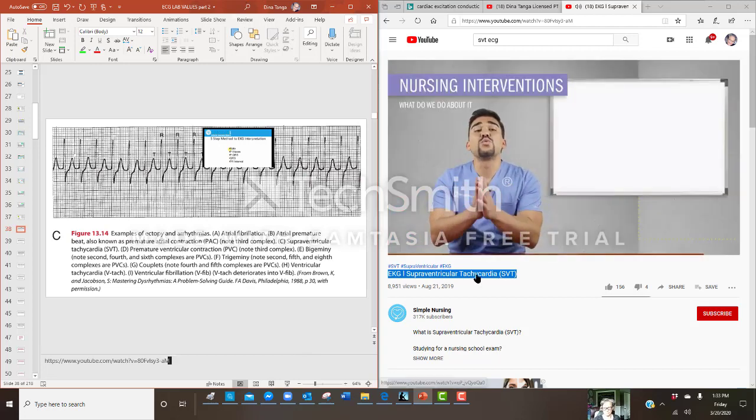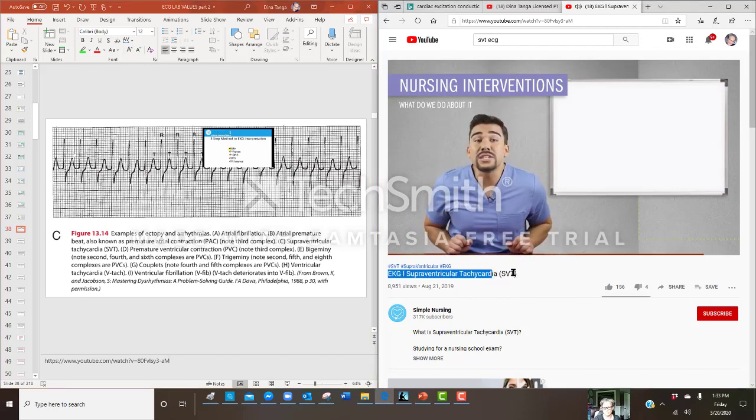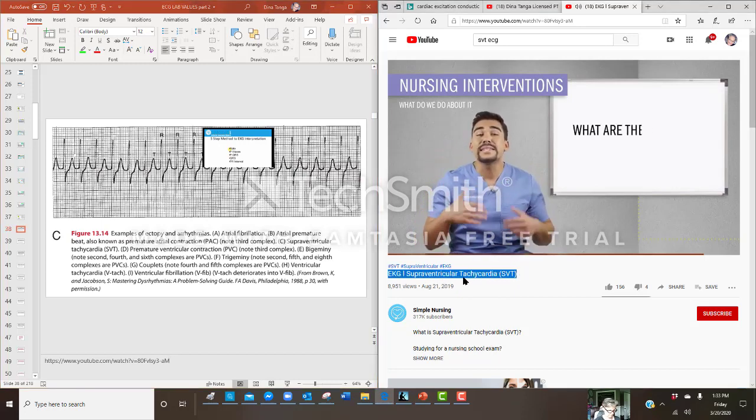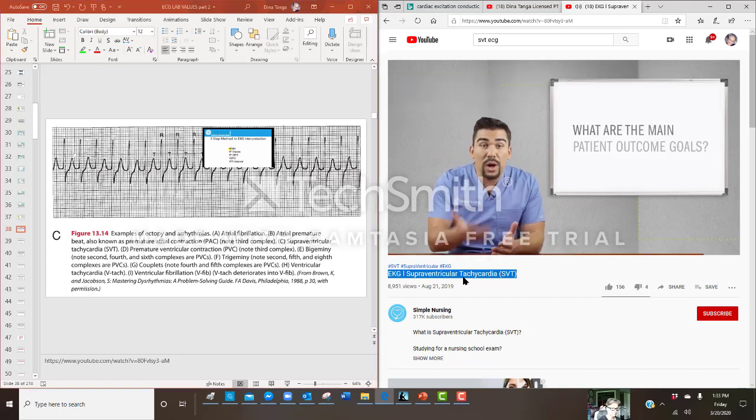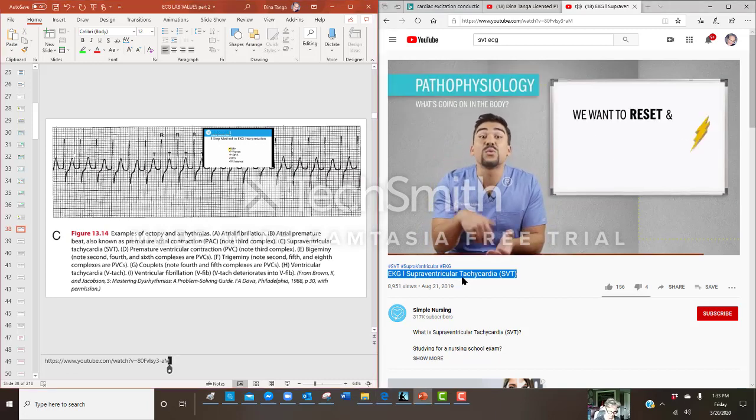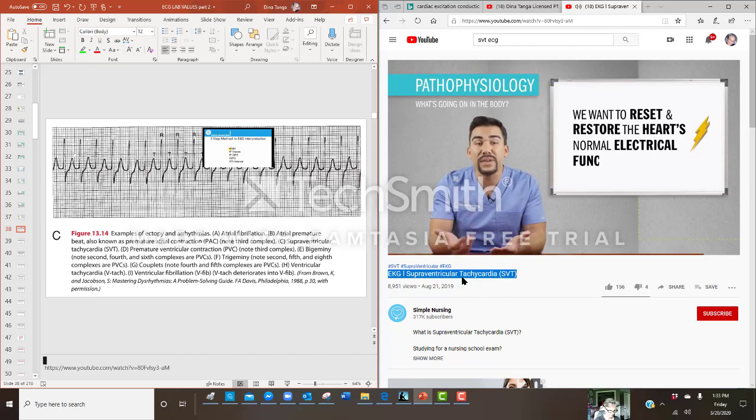All right, so now that we know what's wrong, what are we going to do about it? So here are some nursing interventions and treatments, but first, what is the main patient outcome goal? Well, we always want to reset and restore the heart to normal electrical function.